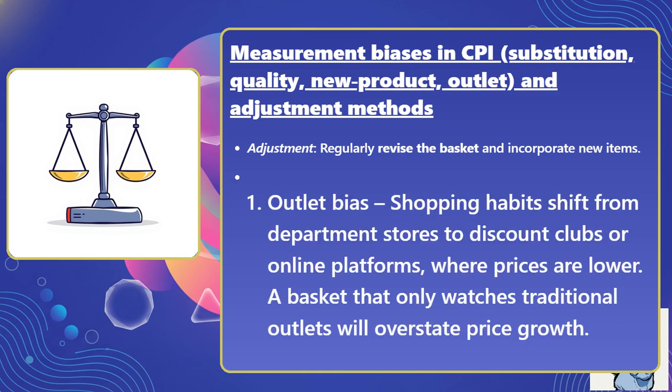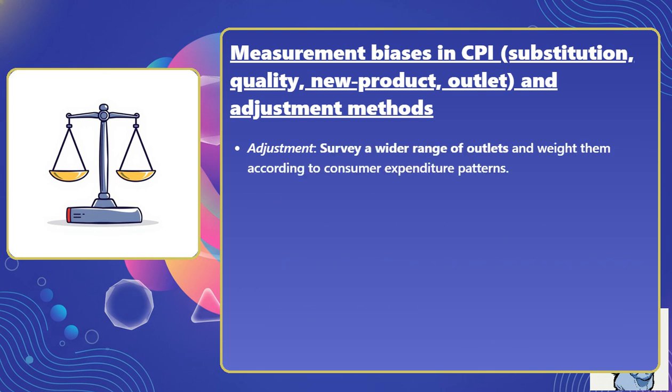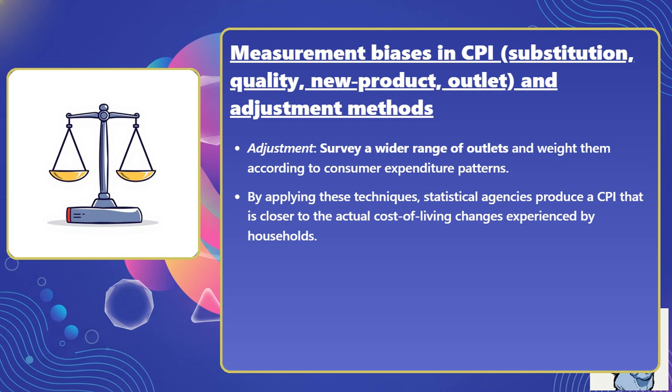Outlet bias. Shopping habits shift from department stores to discount clubs or online platforms where prices are lower. A basket that only watches traditional outlets will overstate price growth. Adjustment: survey a wider range of outlets and weight them according to consumer expenditure patterns. By applying these techniques, statistical agencies produce a CPI that is closer to the actual cost of living changes experienced by households.